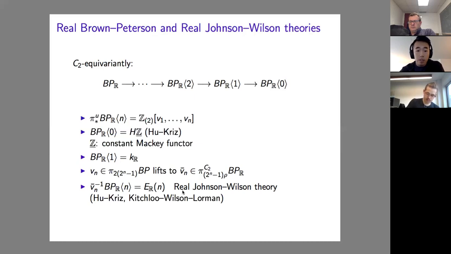The real Johnson-Wilson theory was first constructed by Hu and Kriz, who also subsequently studied it, and it has also been studied extensively by Kitchloo, Wilson, and Lorman. Even more recently, there have been more studies on ER(n) by J.D. Quigley and Vitaly Lorman. So this is the real Johnson-Wilson theory, which is the C2 analog of the Johnson-Wilson theory.